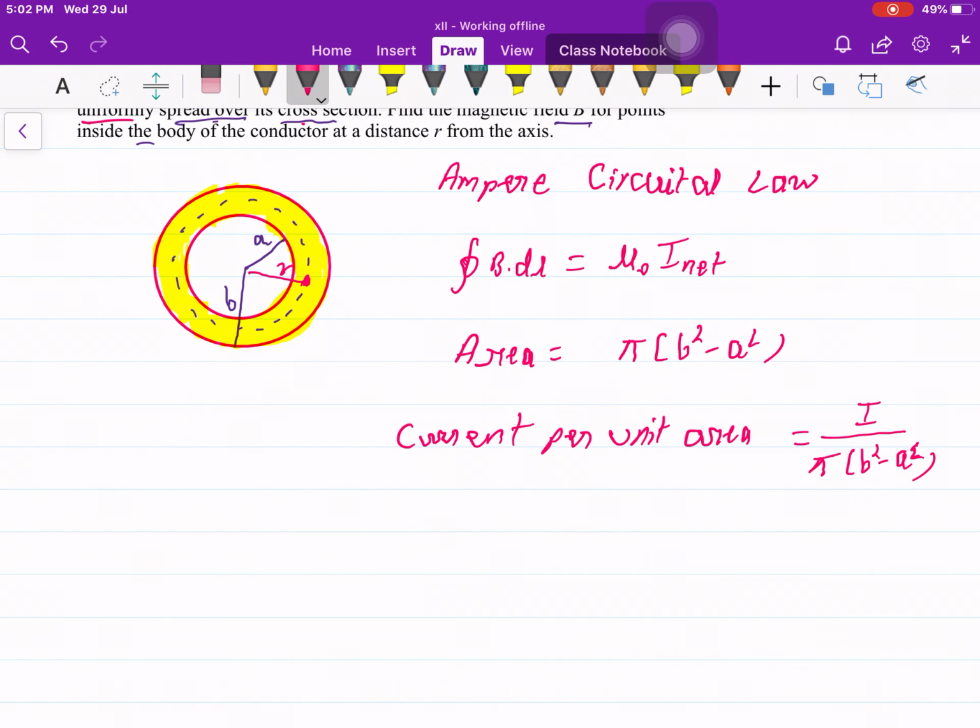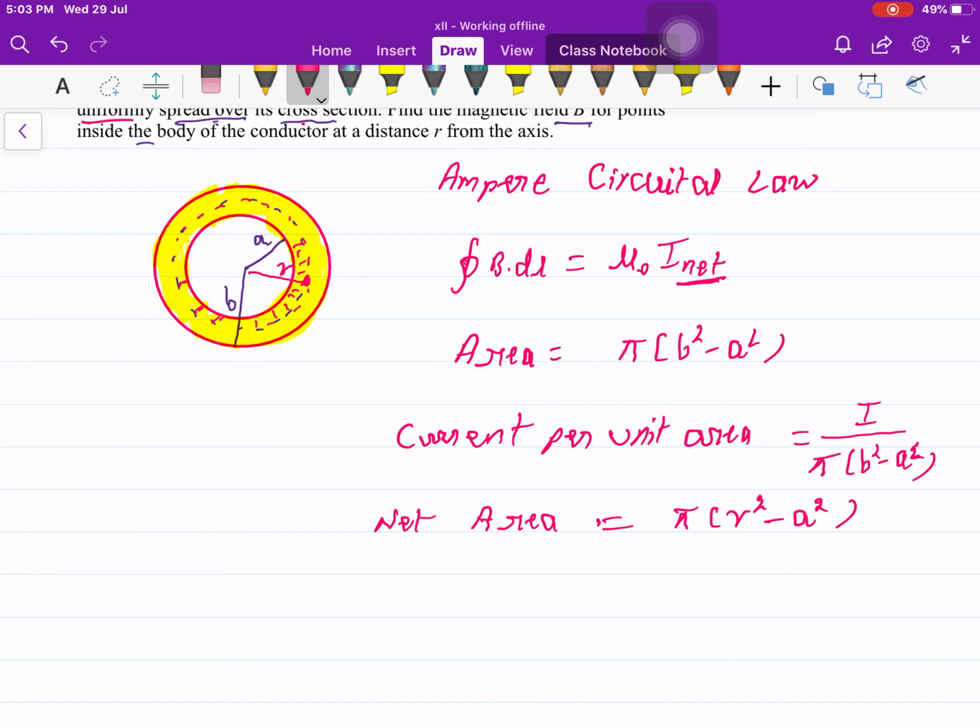Now what is our aim? Our aim is to find out I net in this dotted circle. If it is here, then the current will be only in this region. So what should be the area of this? If I want to find out the net area, that is pi (r square minus a square).